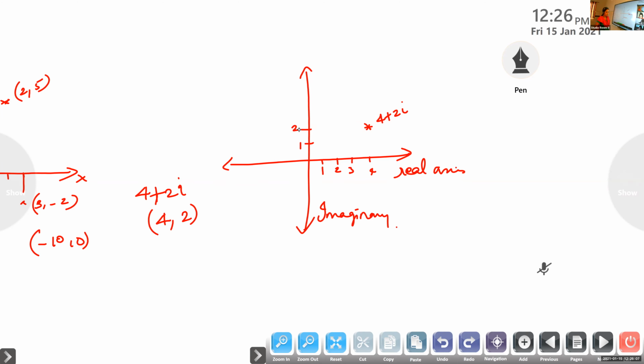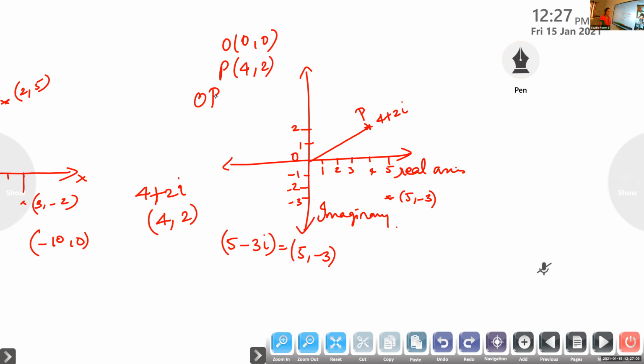Now listen, children. O is the origin. Now look at this. Suppose this is the point P. O is the origin, denoted by 0, 0, and the point P is 4, 2. Now can you find the distance OP? It is the square root of x2 minus x1 the whole square plus y2 minus y1 the whole square. So it is 16 plus 4, which is root 20. So OP is root 20.